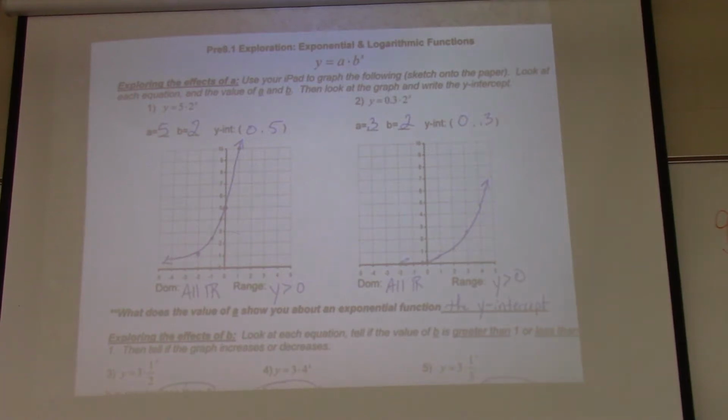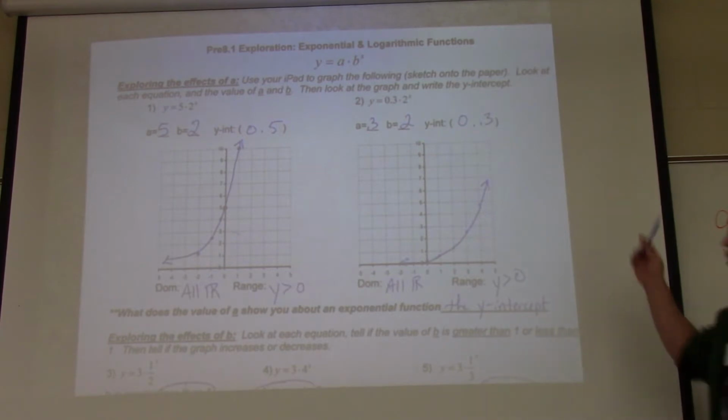All right, so we spent the first 10 to 15 minutes graphing through these problems and realizing that when it's growth, it's increasing from left to right. When it's decay, it's decreasing from left to right. And the range and the domain should be the same for both.